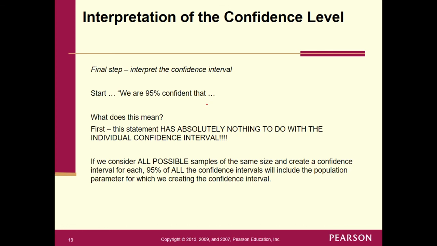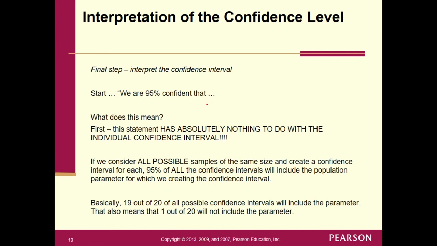What it means is this: if we consider all possible samples of the same size and create a confidence interval for each one of them, 95% of all the confidence intervals will include the parameter, will basically do their job, and 5% will not. So 95% will capture the true population proportion P, and 5% will not. That's what it means to create a 95% confidence interval. So basically, 19 out of 20 of all possible confidence intervals will include the parameter. That also means 1 out of 20 will not.